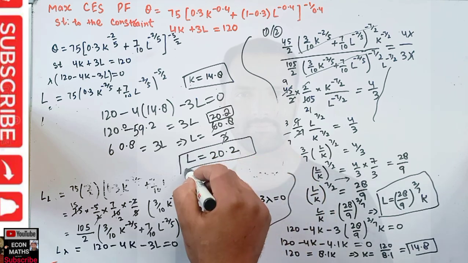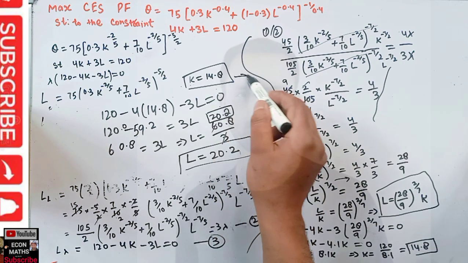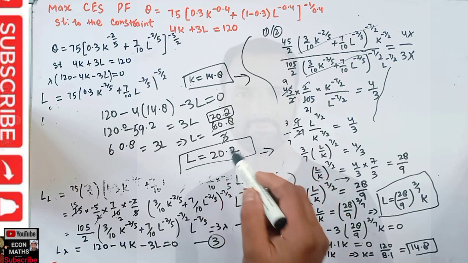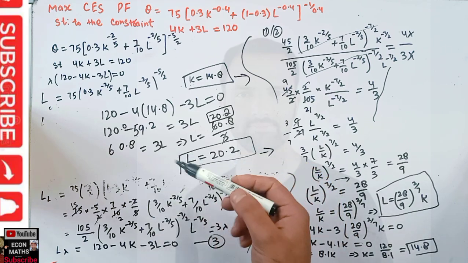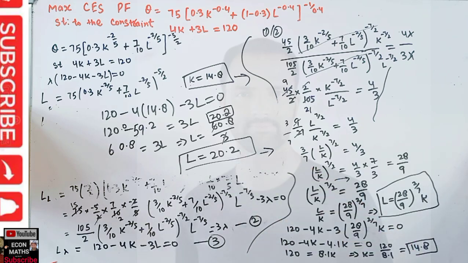That means the optimal value of capital will be 14.8 and the optimal value of labor will be 20.2 in this constant elasticity substitution production function. I hope I make myself clear in this video, and the calculation is right.